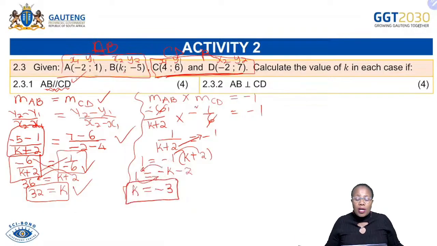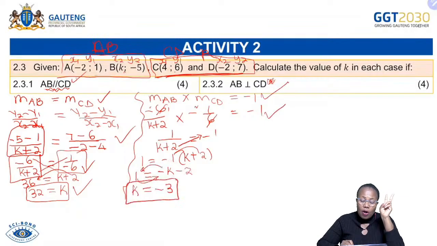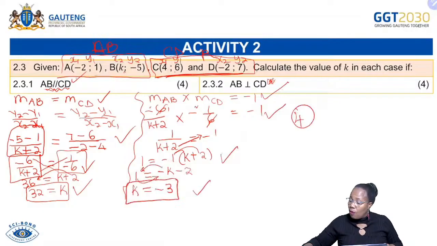So the first mark is to show us that if we are having perpendicular lines, the product of the gradients will be -1. That is the first mark. The second mark is for substitution of the two gradients, and then for the y2, y1, x2, x1 for both of them. And the third mark is for simplifying. The last one is for the answer, grade 12. Hence, this is 4 marks.